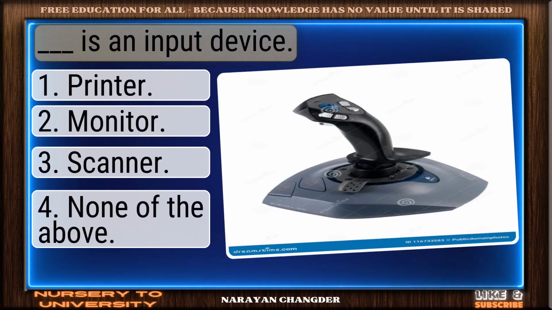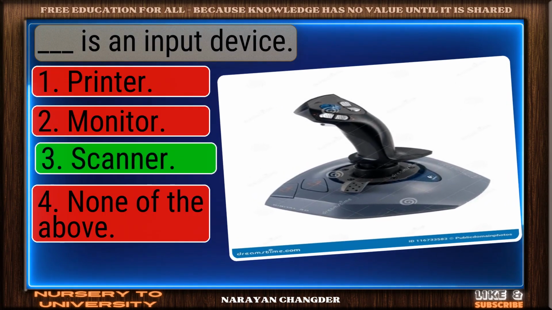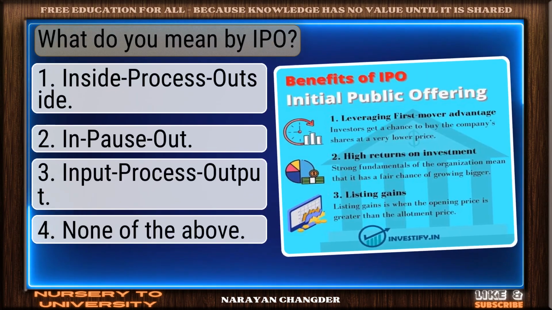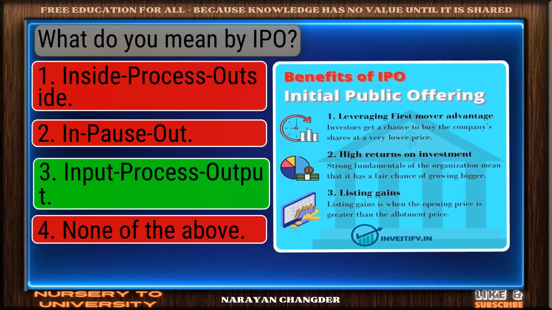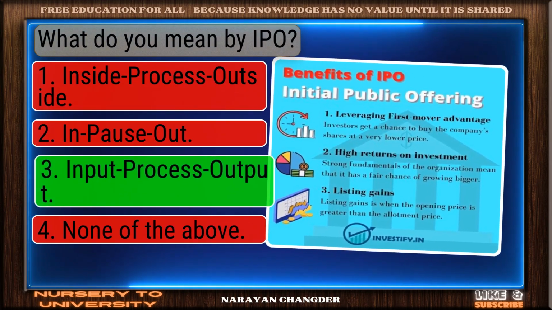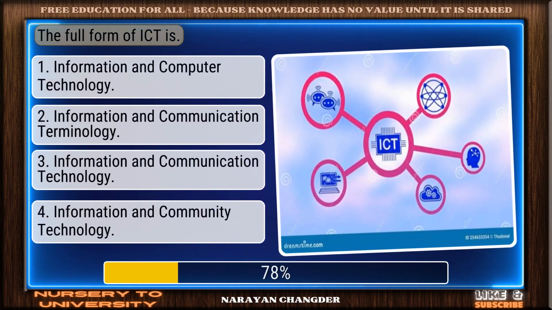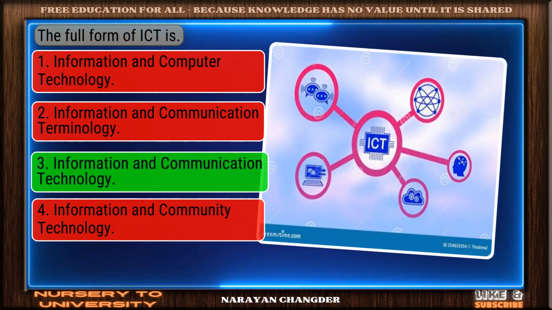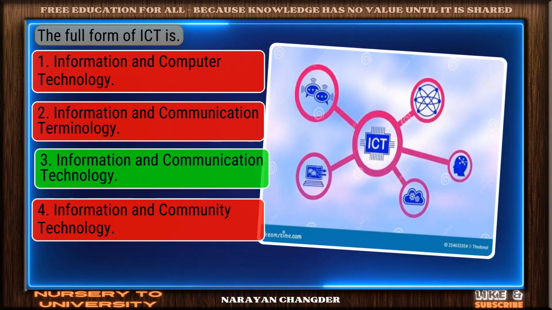Dash is an input device. Great job. Scanner is the accurate answer. What do you mean by IPO? Valid point. Input process output is true. The full form of ICT is. Well picked. Information and communication technology is the correct answer.